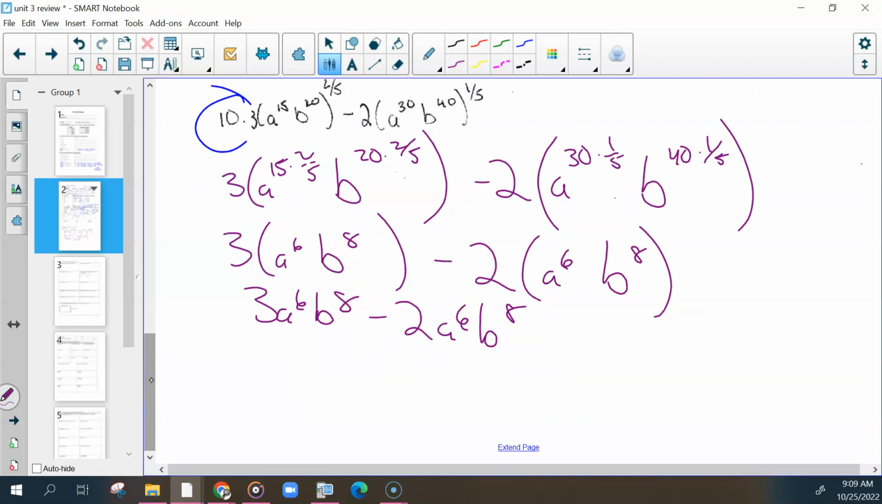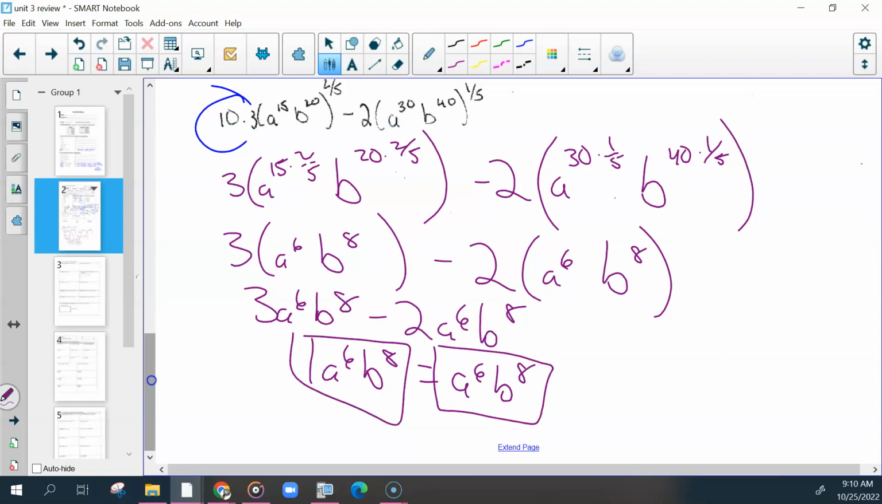So we can actually subtract these two. So we would have 1 A to the 6, B to the 8, or just A to the 6, B to the 8. And that would be our final answer. So don't let the fraction exponents freak you out. You're doing the exact same thing. Okay, let's move on to the next page.